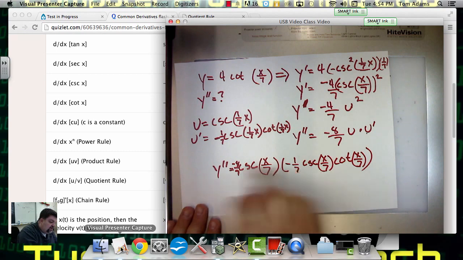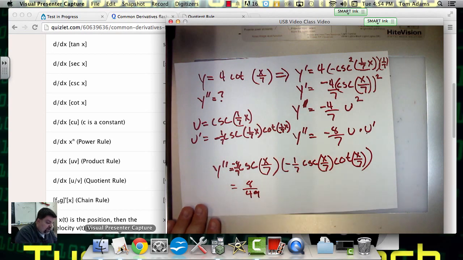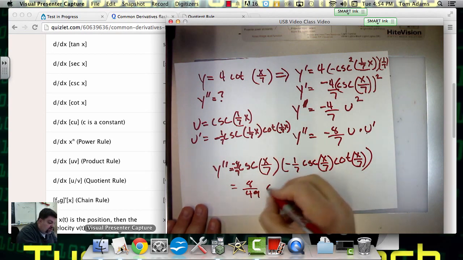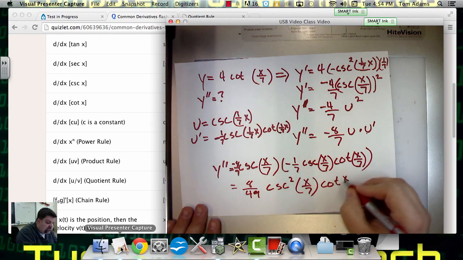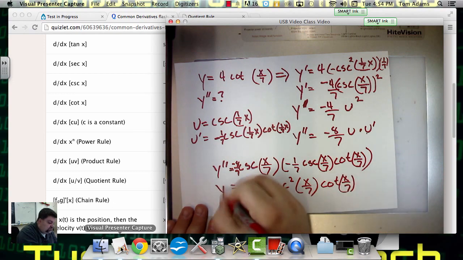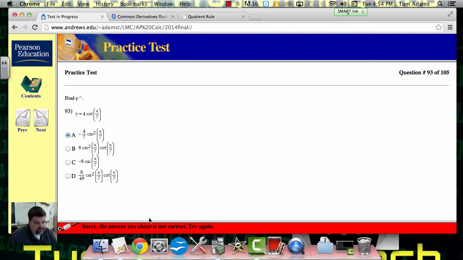So when I multiply the negative times the negative, I get 8 over 49. I've got two cosecants, so that would be cosecant squared x over 7, cotangent x over 7. And so let's see if that's one of the answers. 8 over 49, and I think that's it.